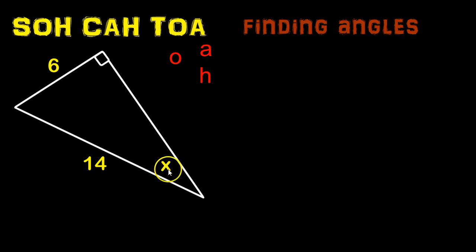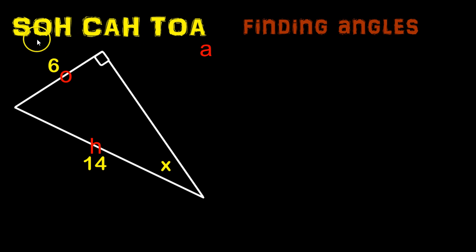So if we are using this angle x, what are these two sides right here, the 6 and the 14? So 14 is opposite the 90, which is always the hypotenuse. And the 6 is opposite of the angle, so that's the opposite side. Okay, so we have opposite and hypotenuse.